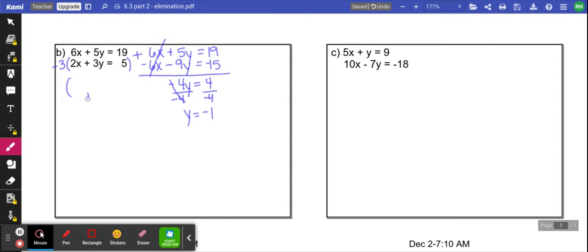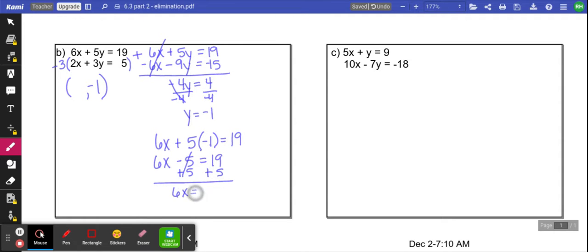So I've got half of my answer here. Now I'm going to plug that in the top equation. So 6x plus 5y, y comes out, negative 1 goes in, equals 19. That gives me 6x minus 5 equals 19. I'm going to add 5 to both sides. I have 6x equals 24. Divide by 6, and x equals 4. So my answer is 4, negative 1.